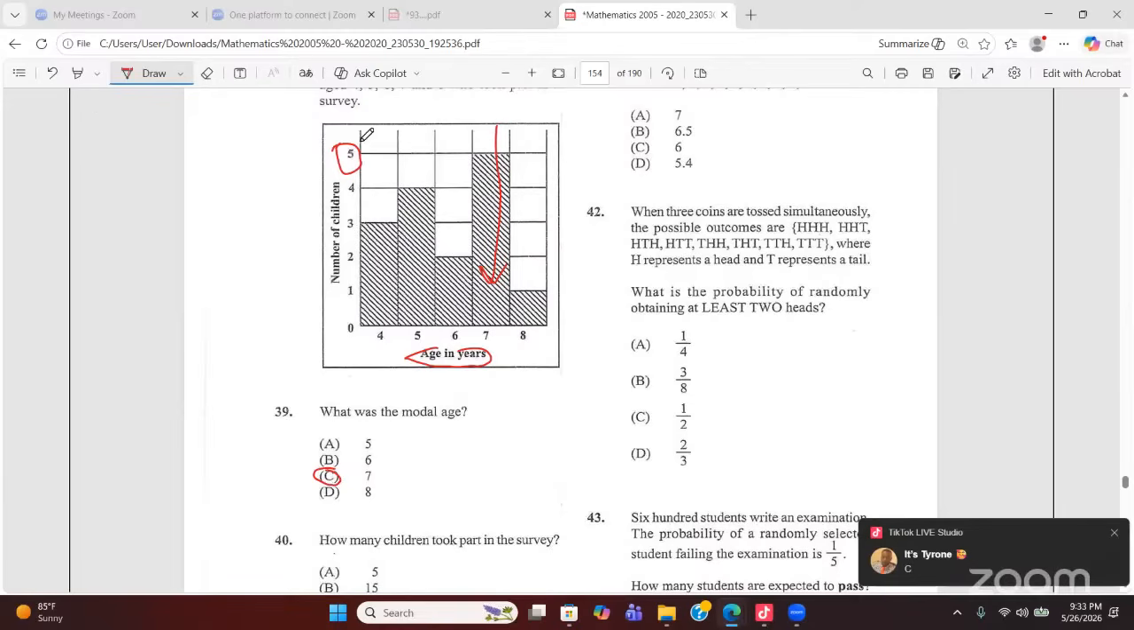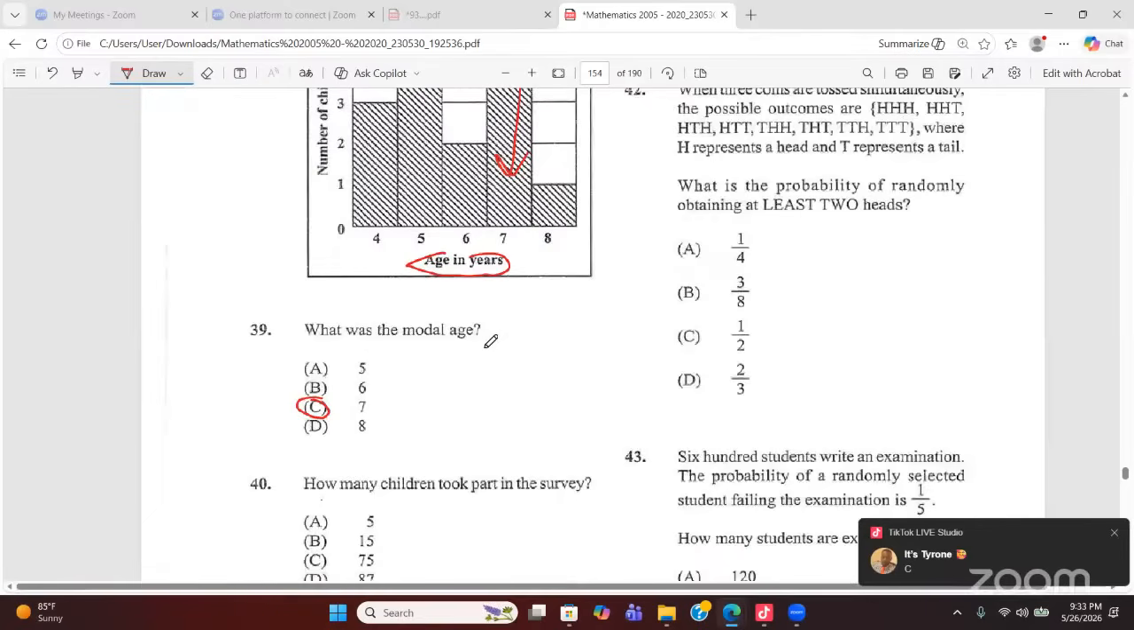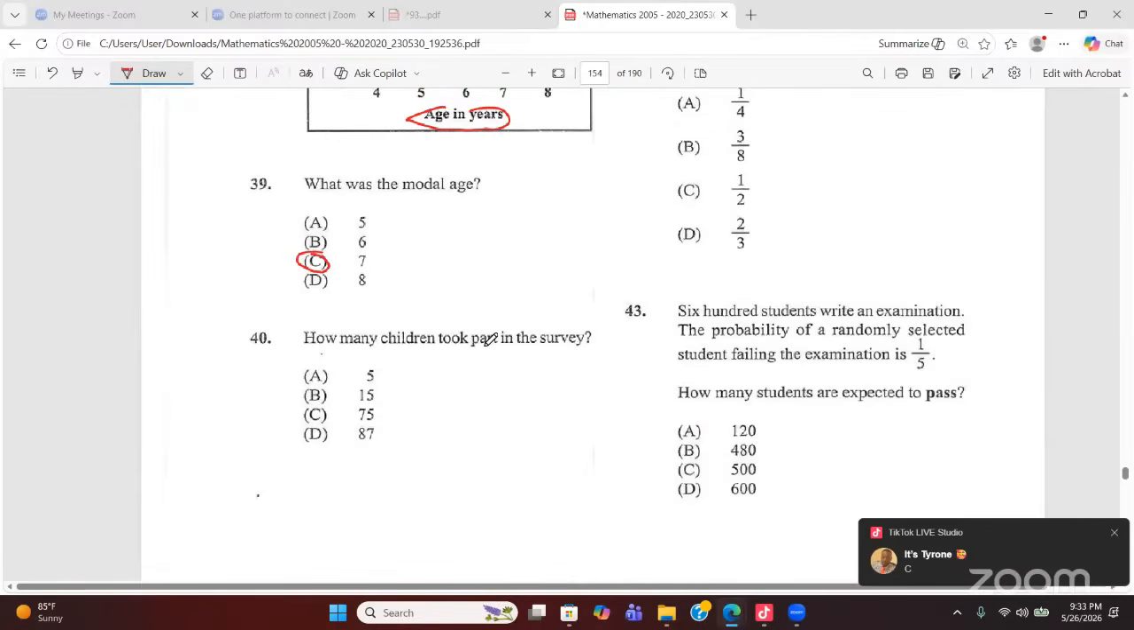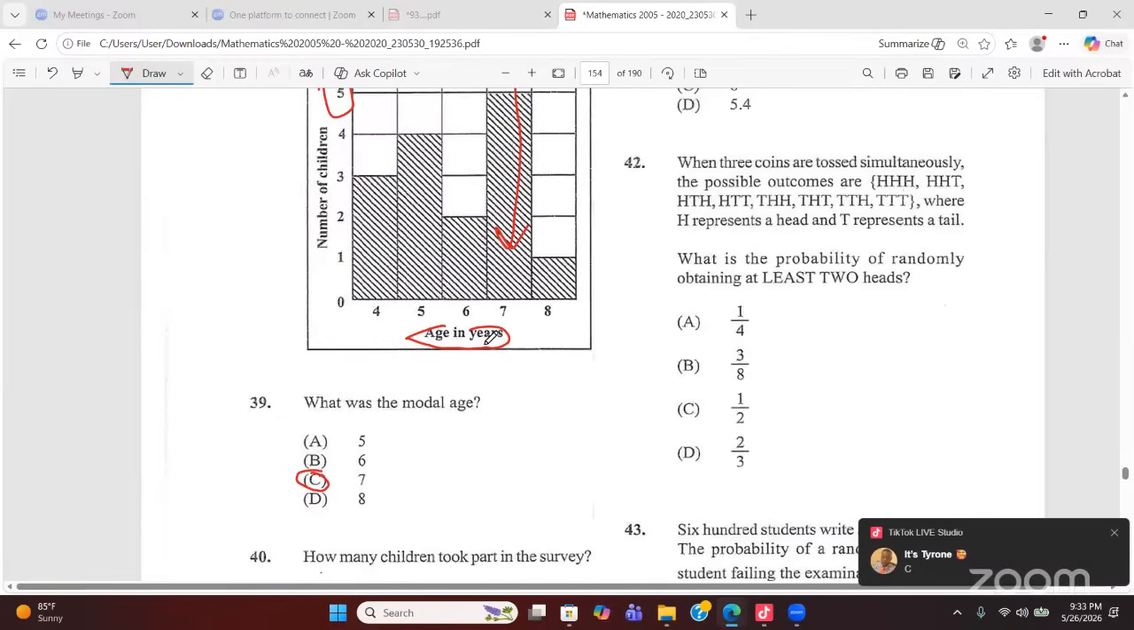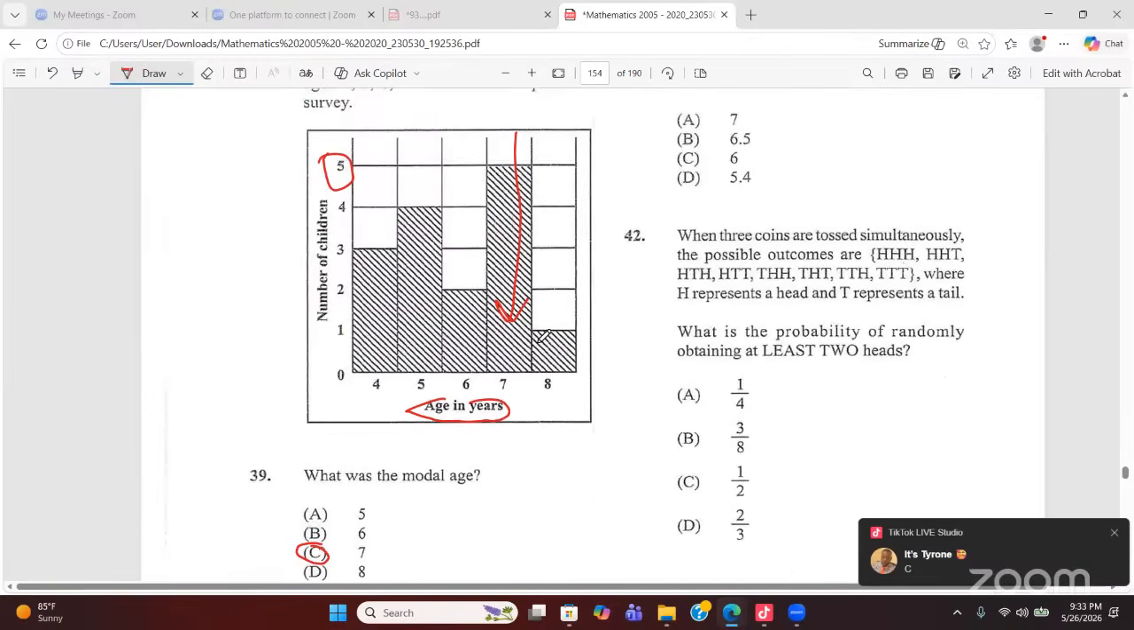That's what this is saying. All right, so we look at the two things. If not, you could get it wrong. How many children took part in the survey? Add up the bars, add up the height of the bars.